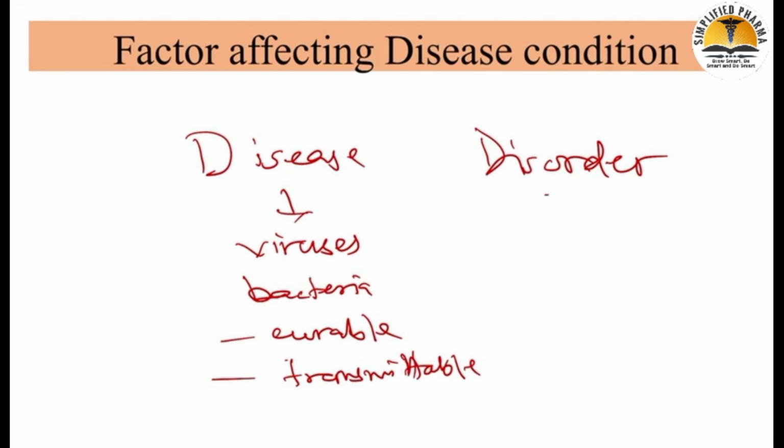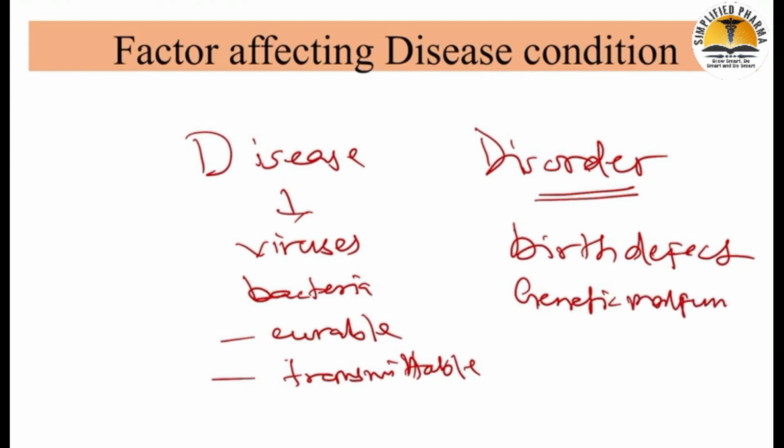But disorder is a disturbance or derangement that affects the function of the mind or body. It is caused by intrinsic abnormalities like birth defects and genetic malfunctions, and it is not transmissible. Not transmissible.